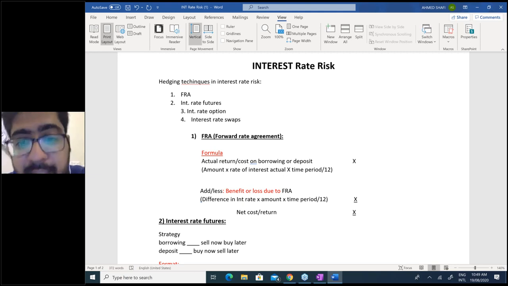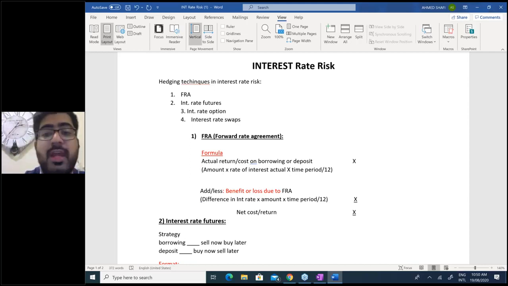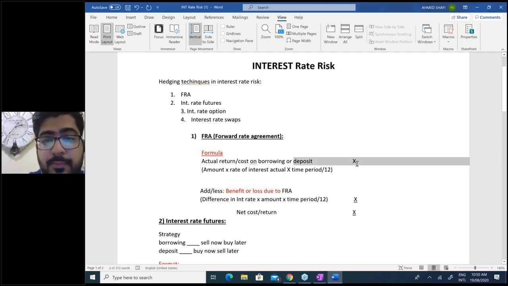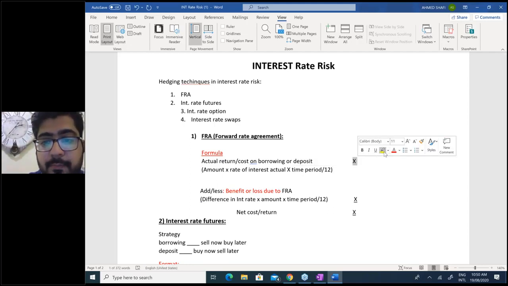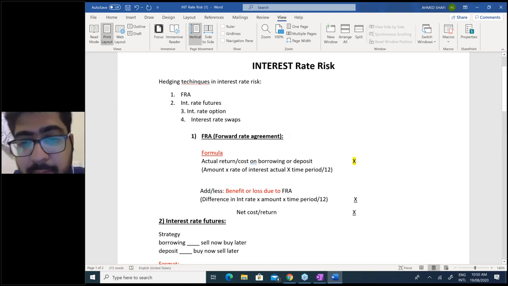Now, if in the first transaction you have taken actual return on deposit, you have mentioned return here, the one I'm highlighting. And then in the second transaction, you judge that you have got a benefit. So benefit will increase return, you need to add it.